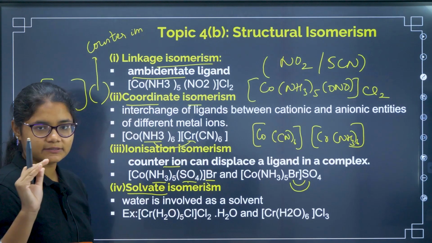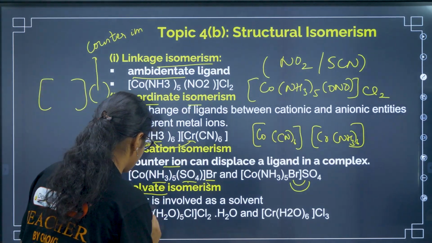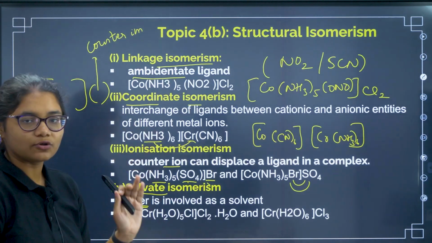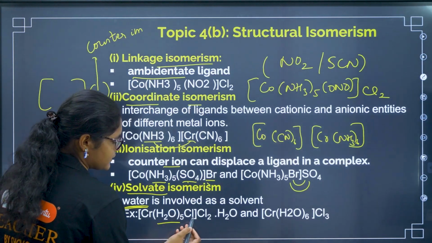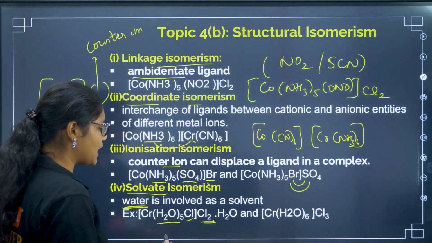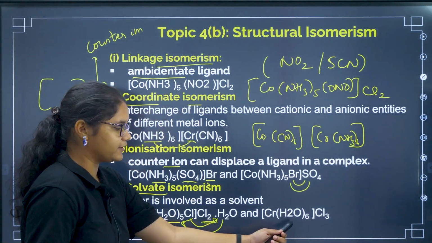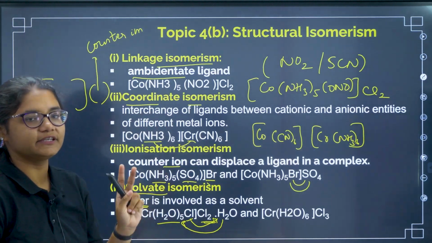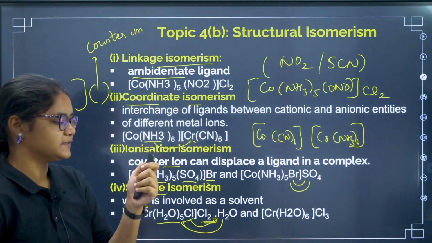Solvent isomerism is very similar to ionization isomerism. The only thing is here water has to be present. So when you see water, you can immediately think about solvent isomerism. Here what is happening, see 5 water molecules are there, 1 chlorine is there and 2 chlorines are outside. Now what happens, we can take a water molecule outside and a chlorine inside to get this molecule, right? These types of isomers where a water molecule can be exchanged are called your structural isomers, solvent isomerism.